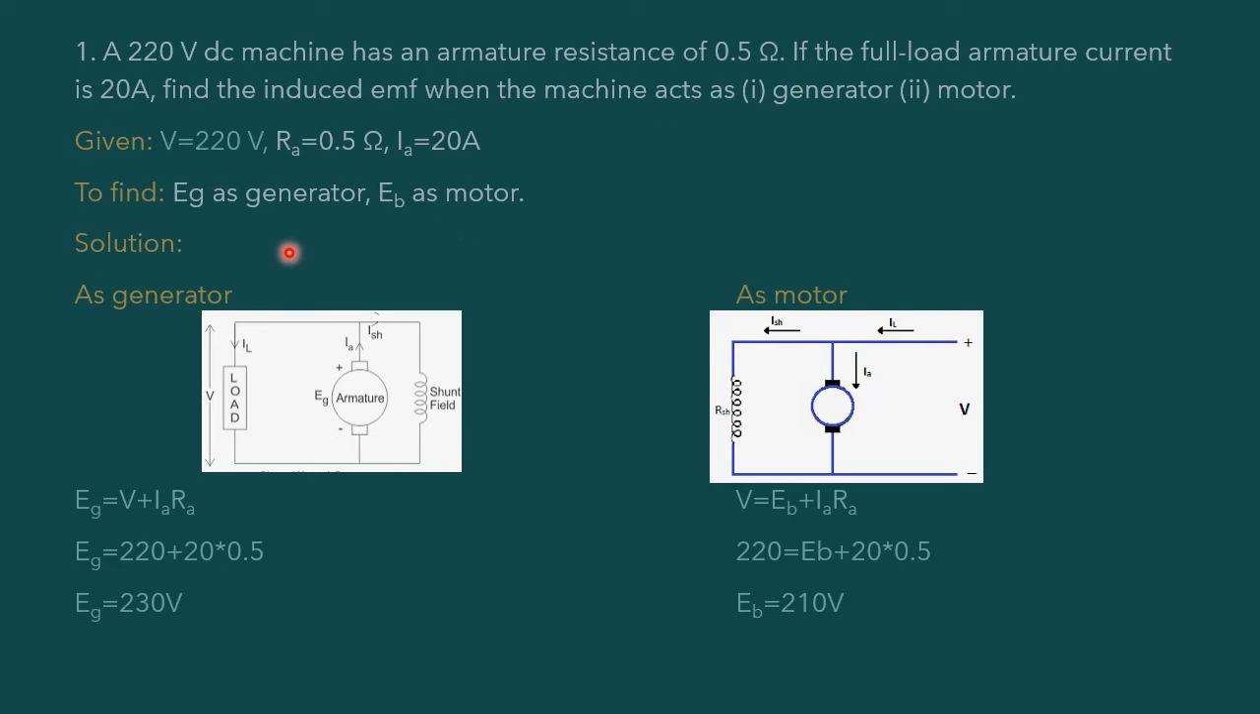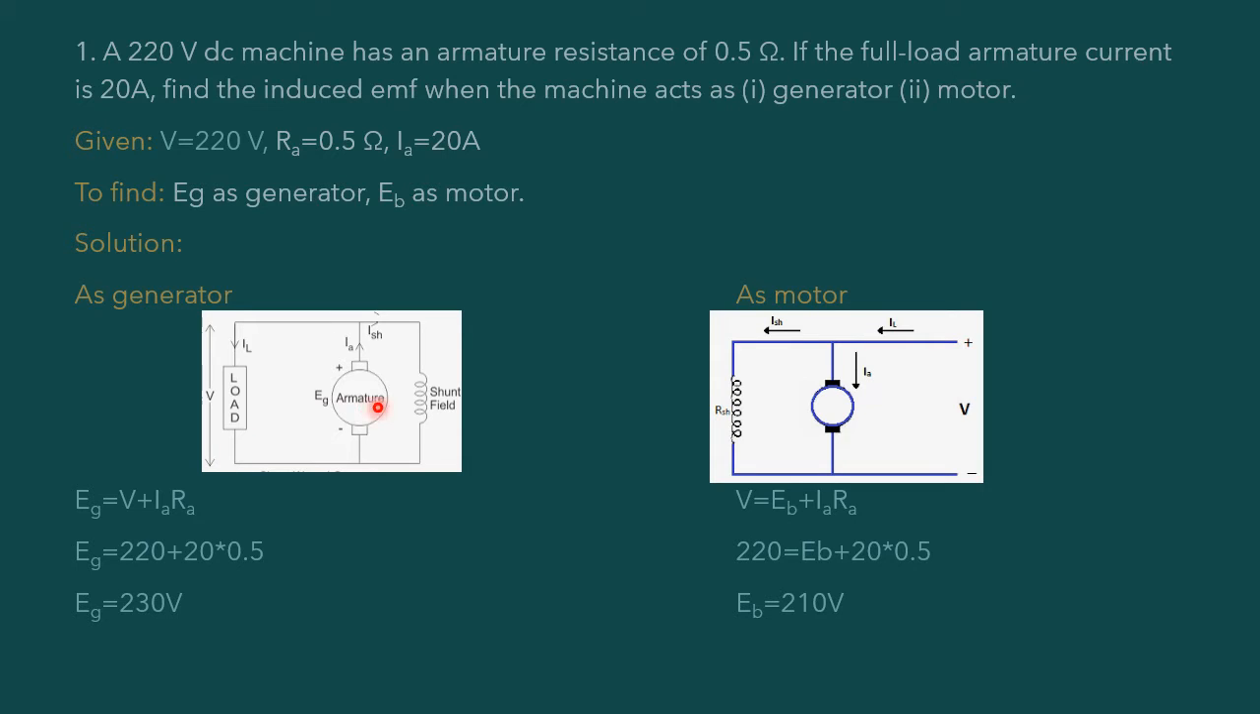So first step, you have to draw the shunt machine. Here it does not mention whether it is a series, shunt, long shunt or short shunt, but only the armature resistance is given. Let us take it as a shunt machine. The armature and shunt field are in parallel. Here is the generator, so the load, and this voltage V is given as 220 volt.